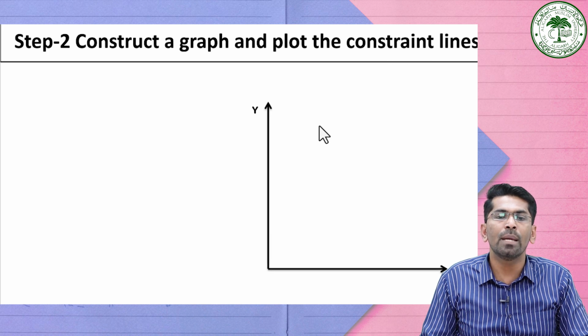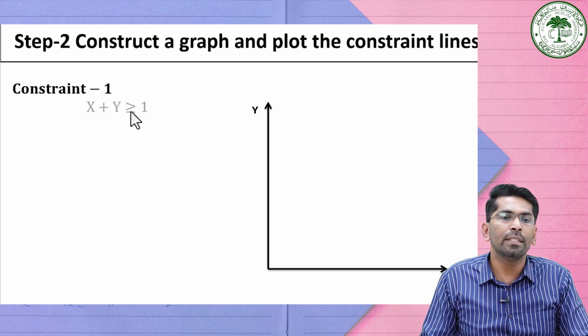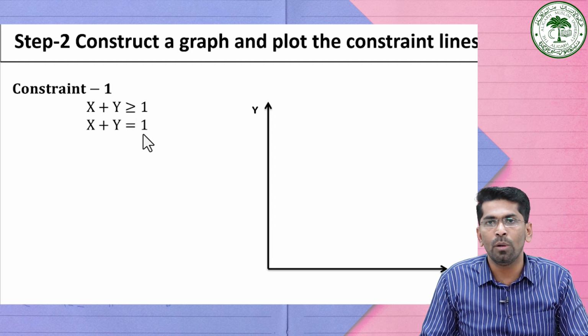So for that, first I am representing the graph, taking commodity x along the x-axis and commodity y along the y-axis. In order to plot the constraints on the graph, we have to find the coordinate points of the given constraint. First I am going to take constraint number 1, that is x plus y greater than or equal to 1. Here I am converting this inequality sign into the equality sign, so I can write x plus y is equal to 1.